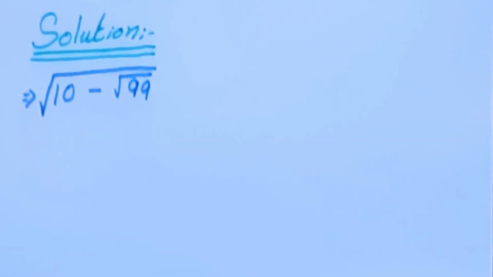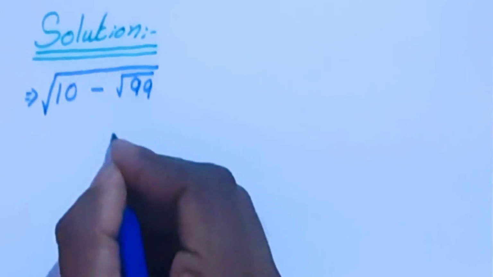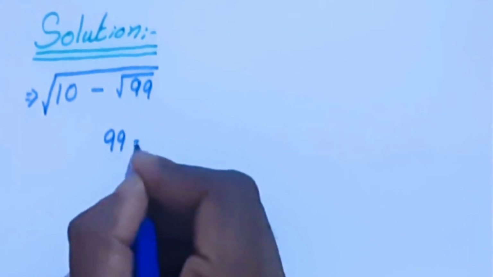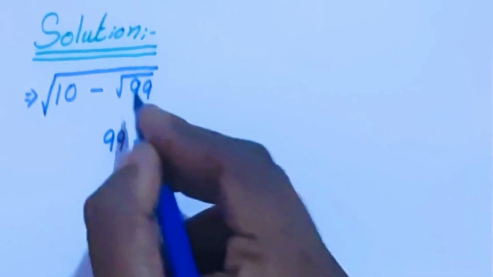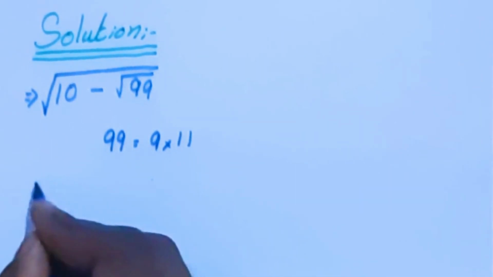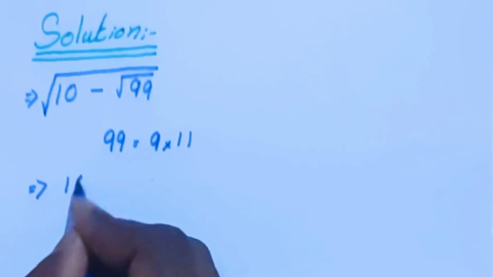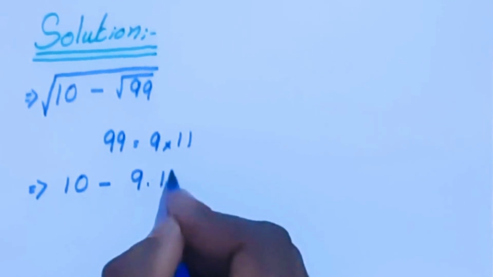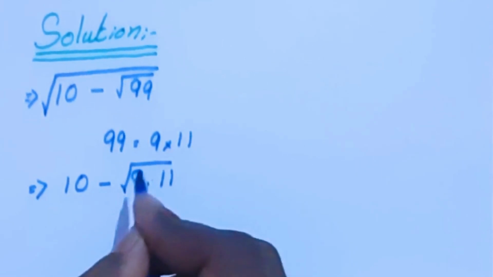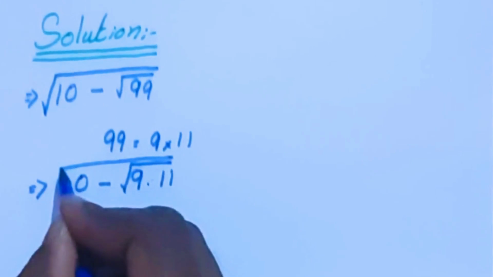Now this 99 can be written as 9 times 11. So we are going to apply this here. So square root of 10 minus square root of 9 times 11 in whole square root.